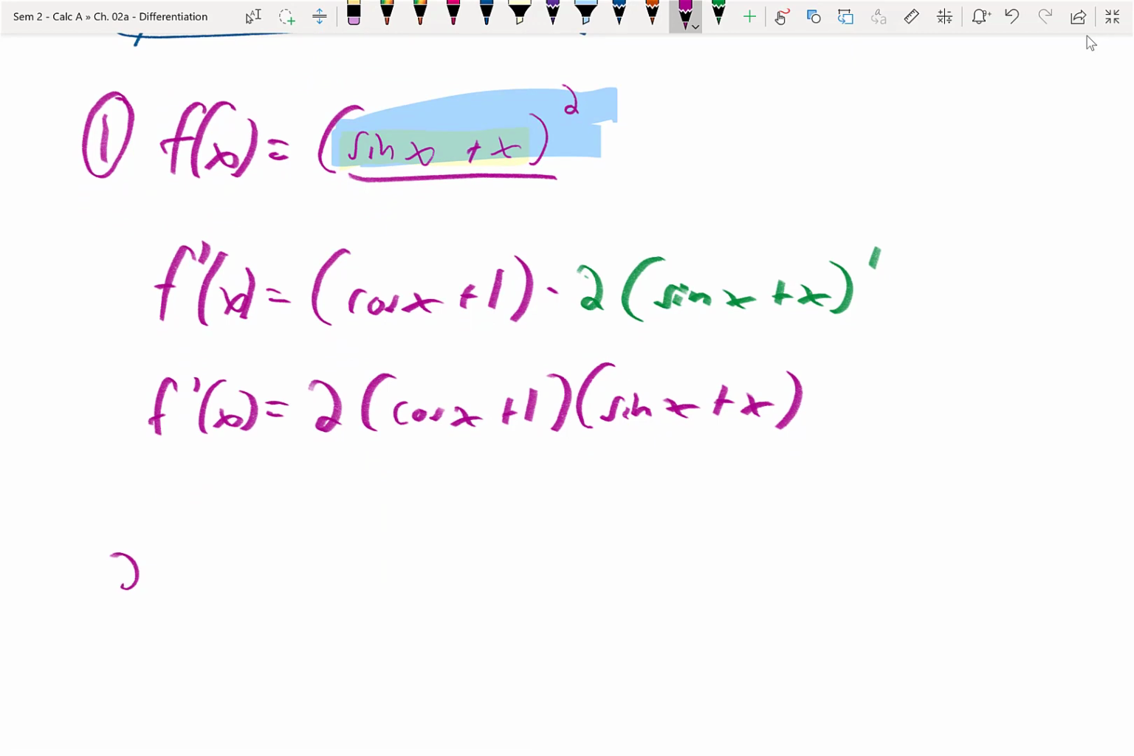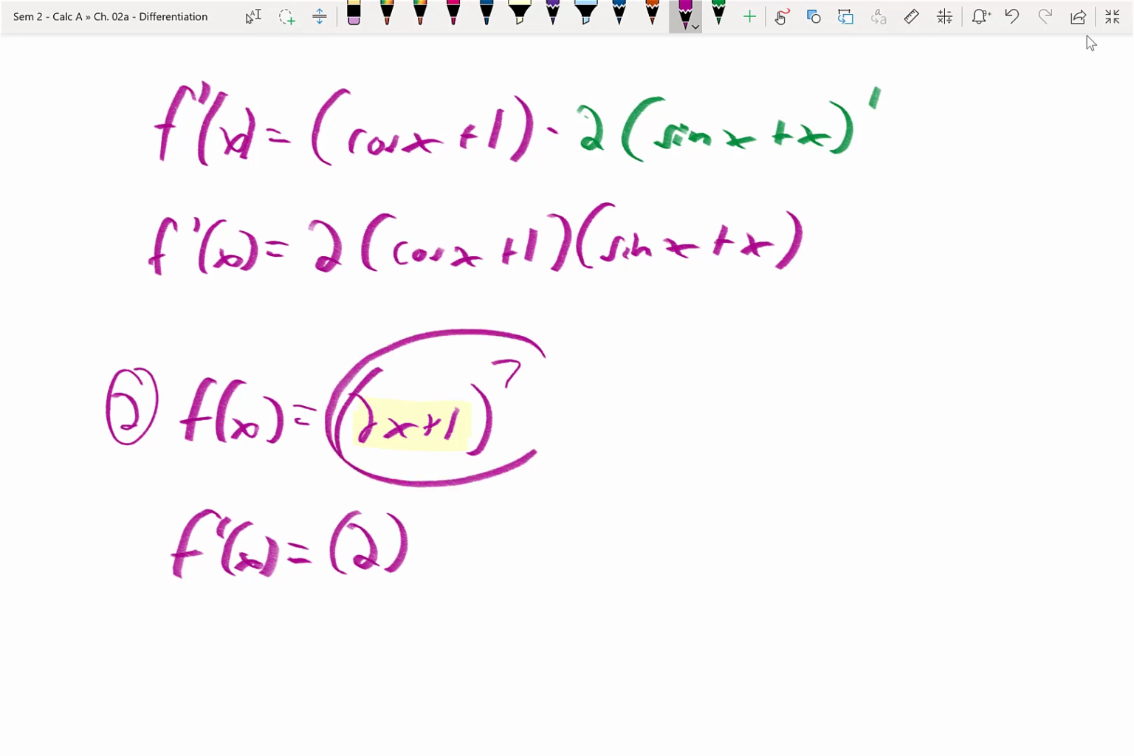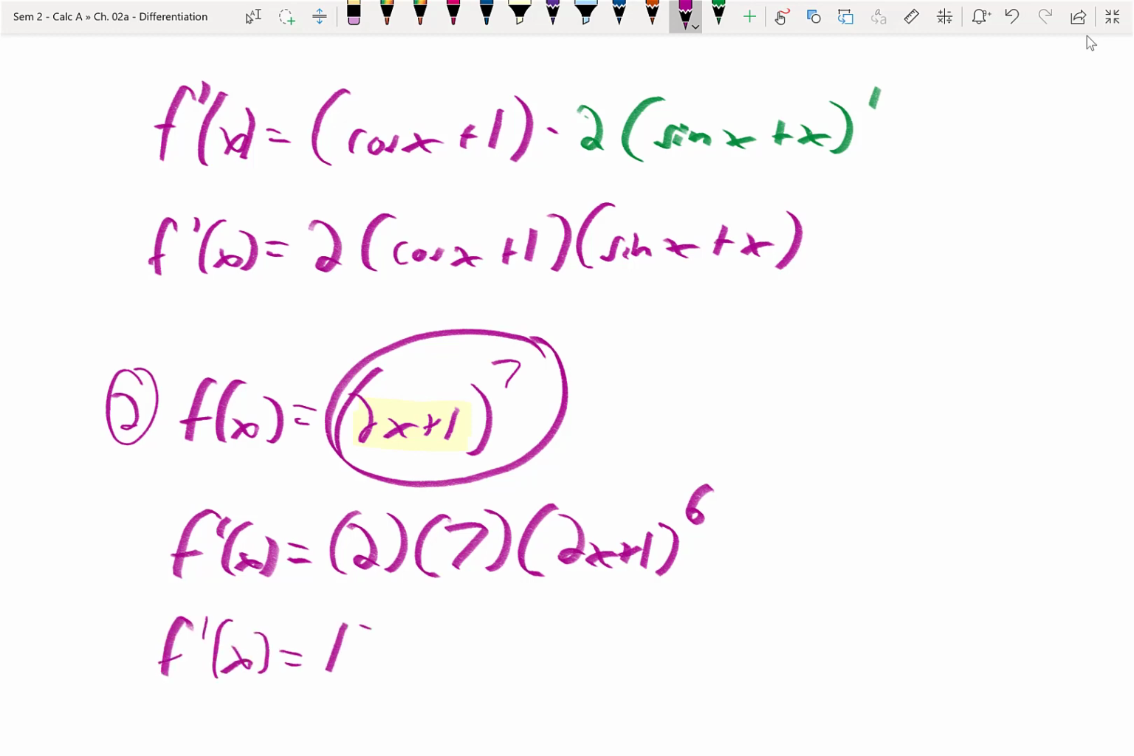Let's do another example. Let's say I have something simpler, like just 2x plus 1 squared. Before, I could expand that and take its derivative, but let's say that wasn't a square. Let's say that was to the 7th power. I probably wouldn't want to expand that and take its derivative. But what I can do is take the derivative of the inner. So I'm going to take the derivative of 2x plus 1, which is 2. Then I'm going to take the derivative of the outer, which is 7 times 2x plus 1 raised to the 6th power. Take a step to clean that up, and that would be 14 times 2x plus 1 raised to the 6th power.